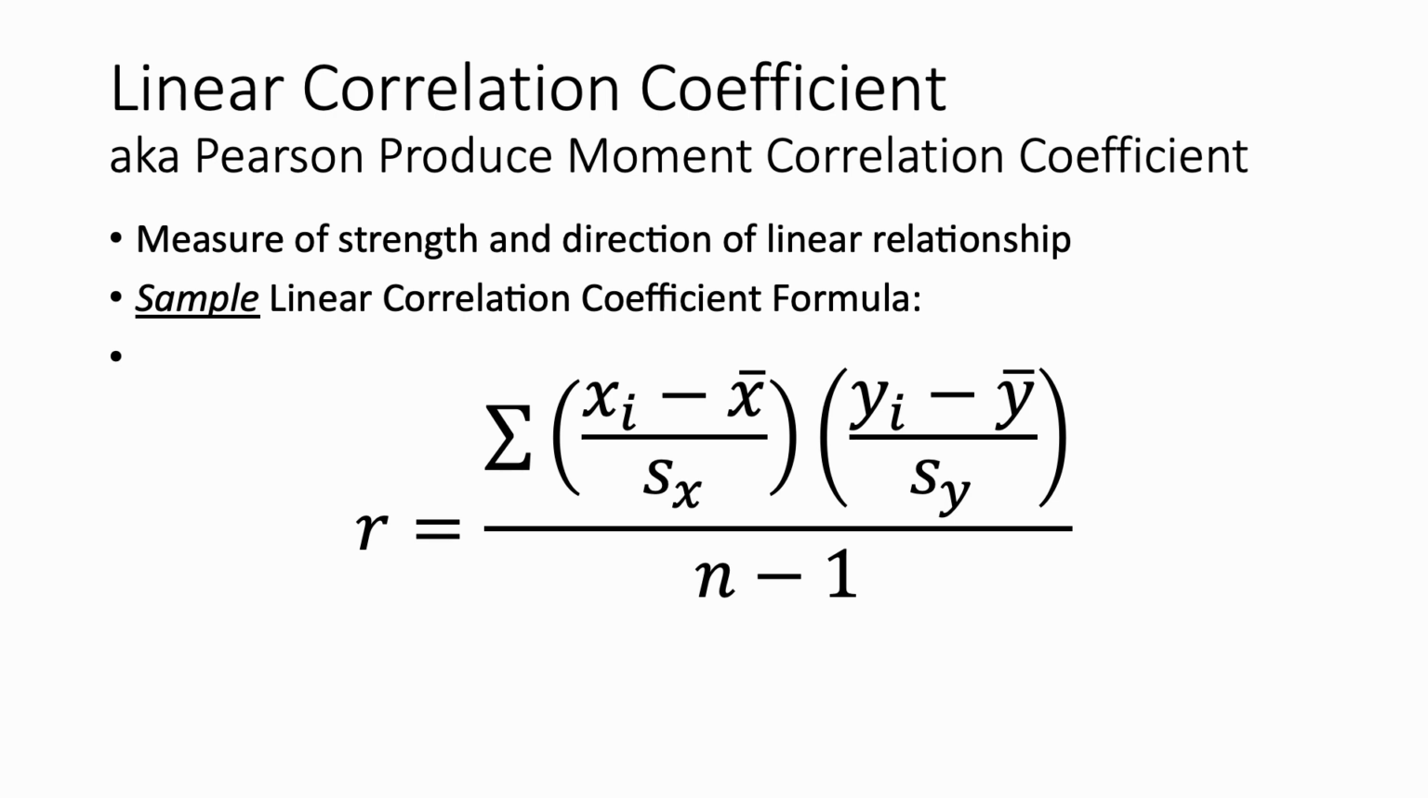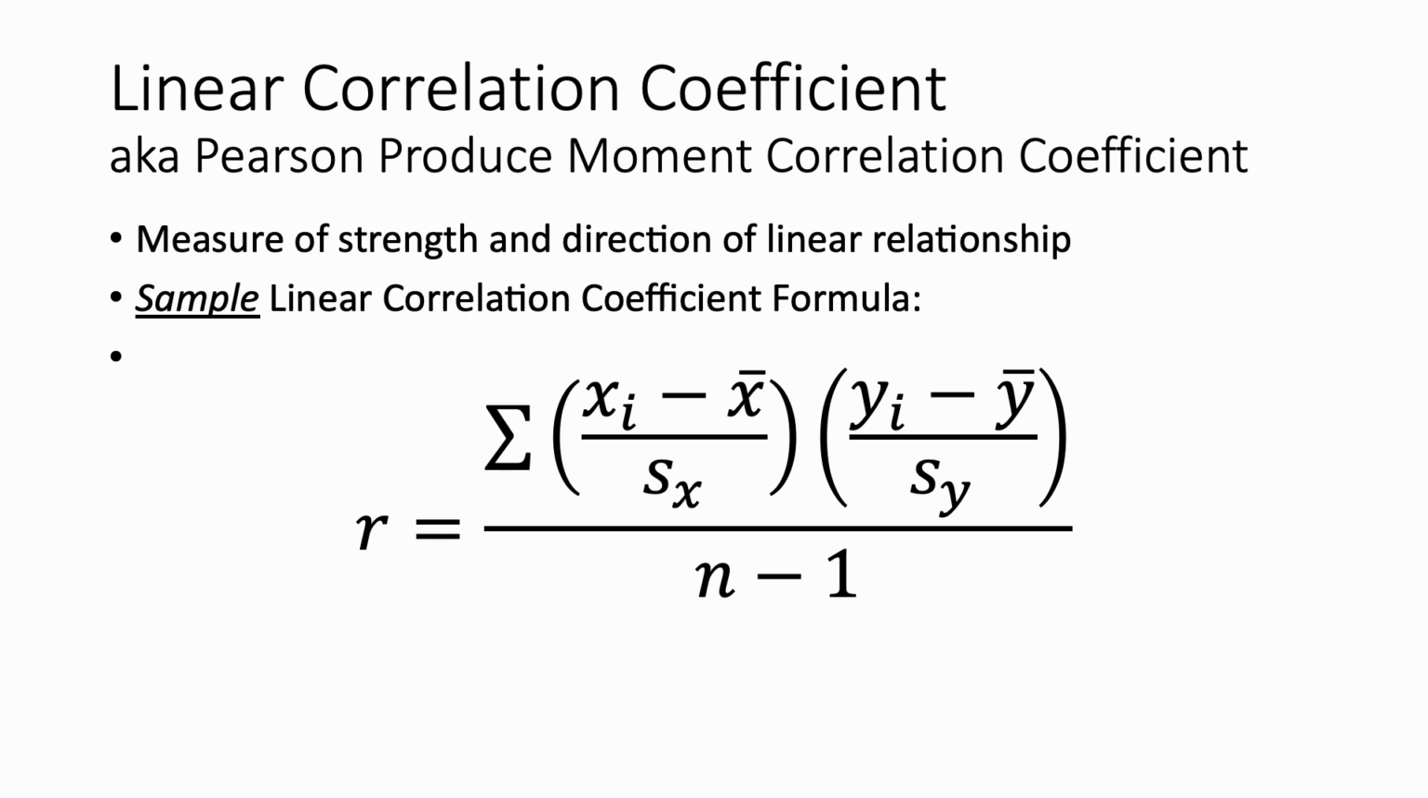The main thing for this chapter is computing and understanding the linear correlation coefficient, which is also known as the Pearson product moment correlation coefficient. Probably don't need to know that. What the correlation coefficient does is it measures the strength and direction of a linear relationship. Now, if you're going in a circle or a weird curve, this isn't going to be super useful.